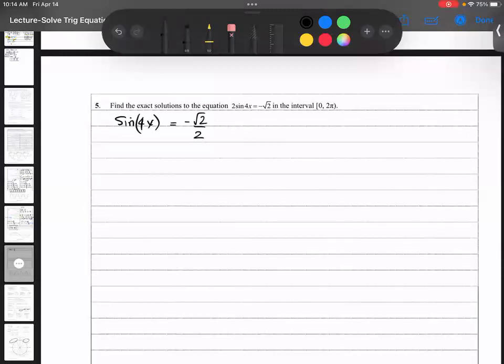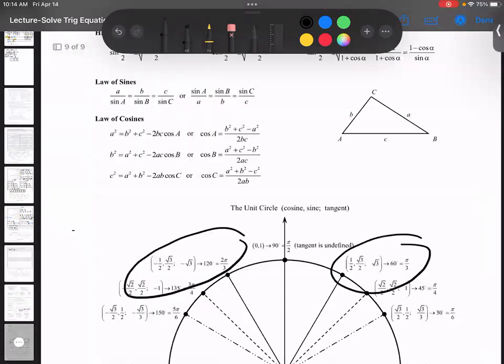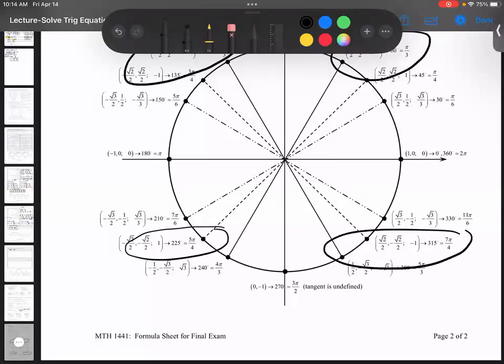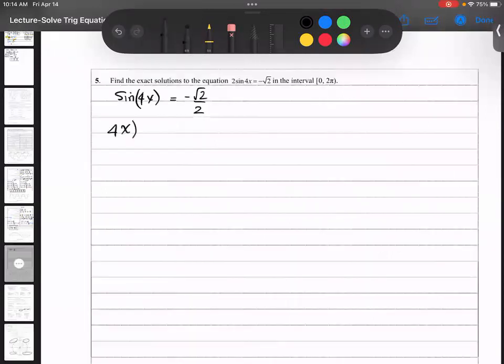And you look at the unit circle, the angle that gives sine of negative root 2 over 2 is either quadrant 3 or quadrant 4, right? It's negative sine. Okay. Negative root 2 over 2. I see this one, and I see this one. So 5 pi over 4 and 7 pi over 4. So that means the angle is either 5 pi over 4, or leave a little space because you're going to add this thing later, or 4x equals 7 pi over 4.